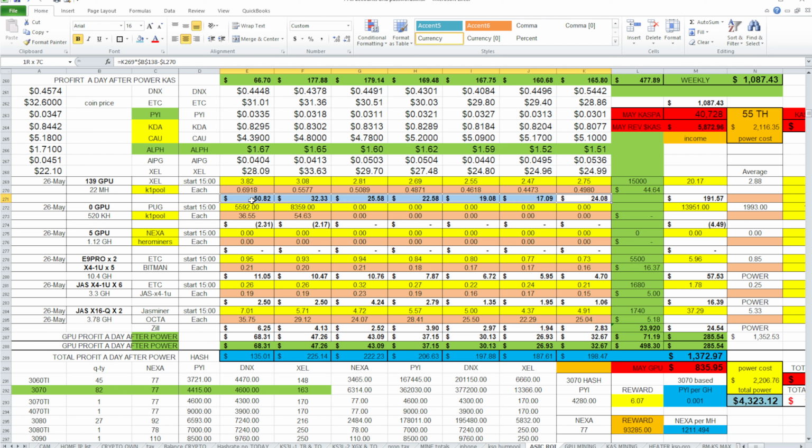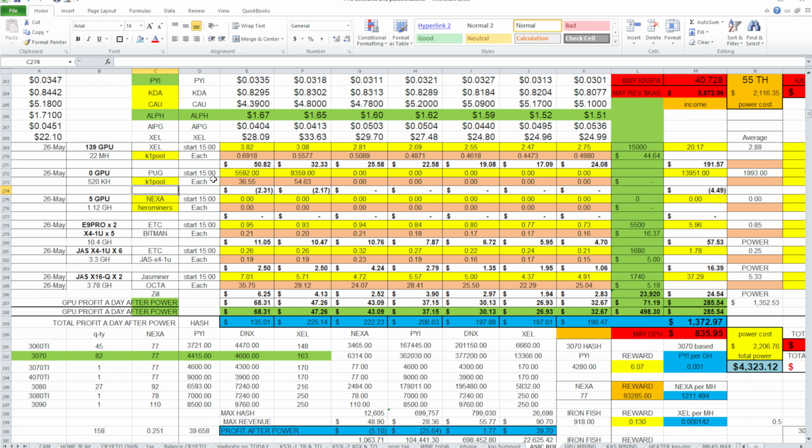I sold most of it at $30. I'm just mining for the last 3 days, waiting to see if the price is going to stabilize anywhere between $25 and $30. But we'll see how it works out. I still think it's profitable, so we could mine that. Not PGU, not Nexa. I'm not mining any other coins right now.